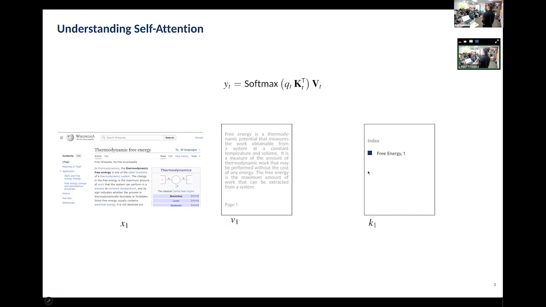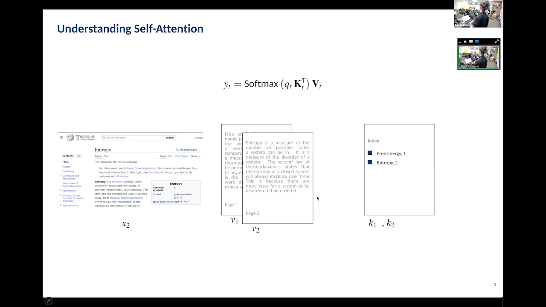And while you write, you're also keeping an index table. At the end of the book, you have your index table. So at page 1, we know that we're going to find the concept of free energy. And then we just continue like this. We just read different web pages, one after another.